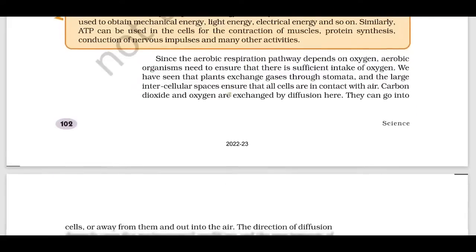Difference between aerobic and anaerobic respiration, again an important 3-mark question. Plants exchange gases through stomata.